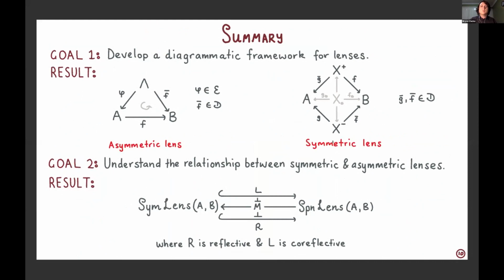And so really just to summarize, we had two goals, which was to develop a diagrammatic framework for lenses, and here we can see how we've done that. And our second goal was to understand the relationship between these symmetric and asymmetric lenses. And here we see this explicit adjoint triple between the HOMs of these bicategories. And so symmetric lenses are fully faithfully embedded in two different ways into spans of asymmetric lenses.